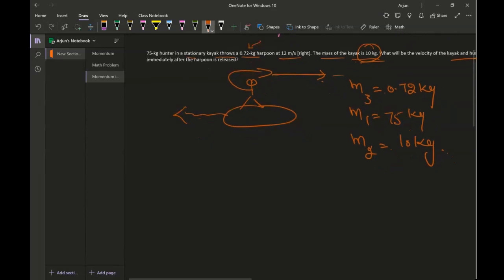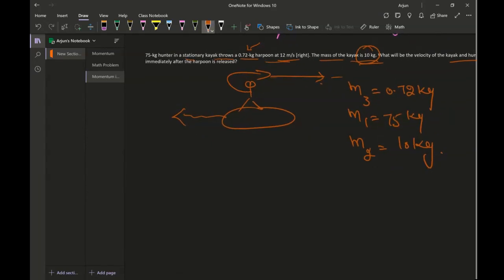And what else is given to me? The harpoon has 12 meters per second to the right after he releases it. So he throws the harpoon at 12 meters per second. Before throwing will be the initial momentum, and after he throws, the harpoon and the person are segregating, they are two different identities. So I'll use this velocity as v3 final as 12 meters per second. This is to the right, so I'll keep it as positive.